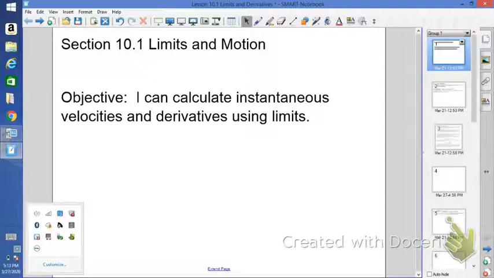Okay, class, we've arrived at Chapter 10. And Chapter 10 is our Introduction to Calculus chapter. We're going to start getting you guys ready for next year, all of those of you that plan on moving on to take calculus. Here in 10.1, we're going to start with limits and motion, and specifically start calculating instantaneous velocities and derivatives. So, important section, important chapter, especially if you guys are moving on to take calculus.